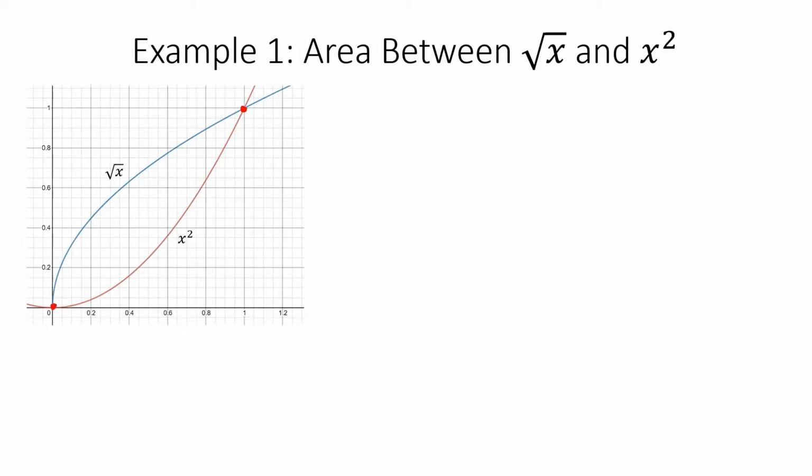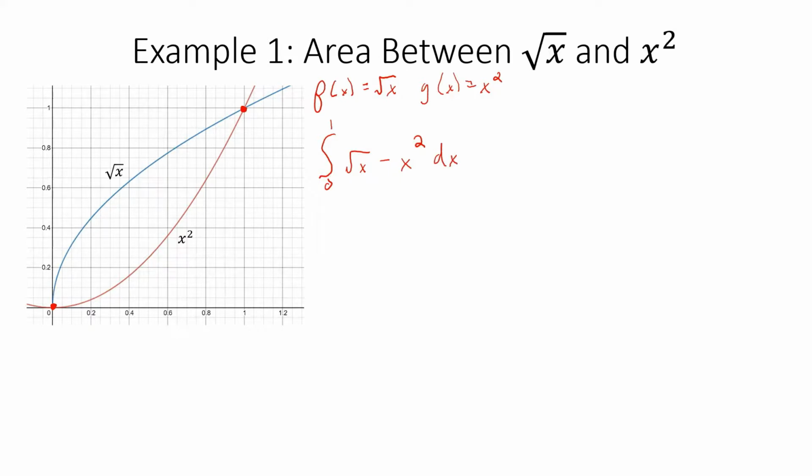On this entire interval, square root of x is bigger than x squared. So we're going to say f of x is equal to root x, and g of x is the other function, x squared. Now we have everything we need to set it up. It's the integral from 0 to 1 of root x minus x squared dx.